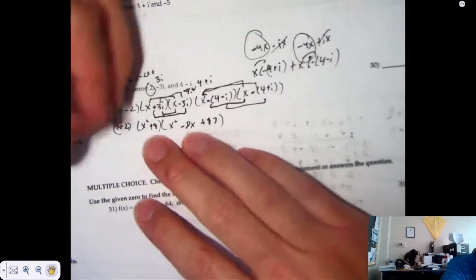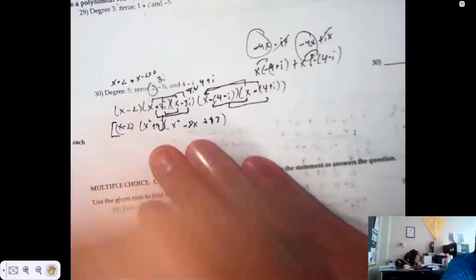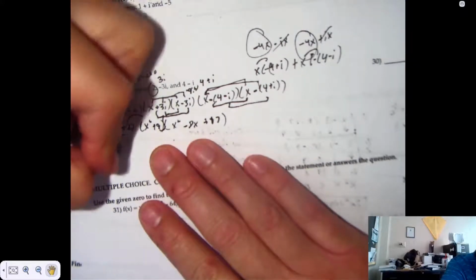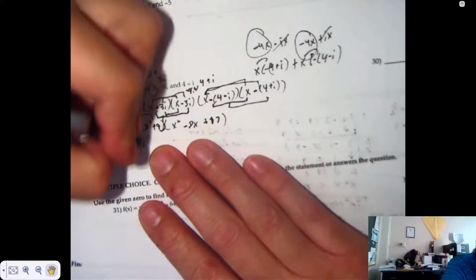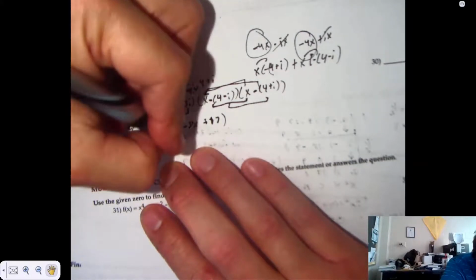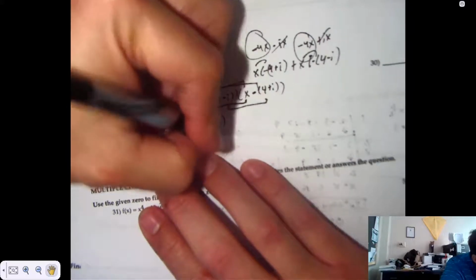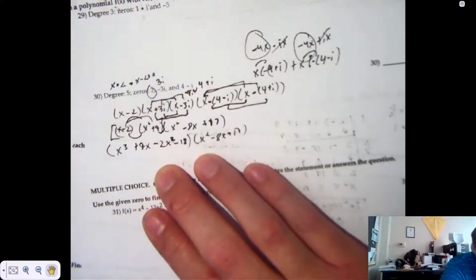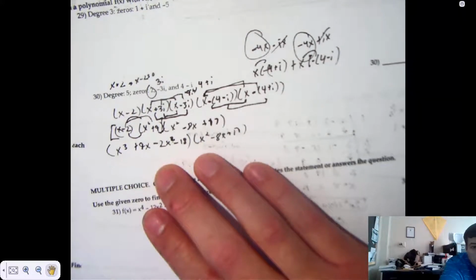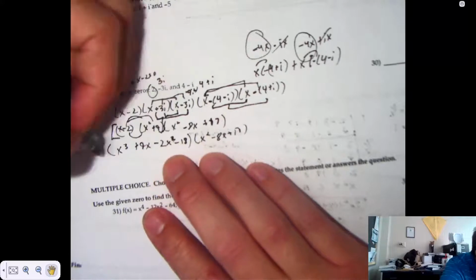All right, now how you proceed from here is up to you. Personally, I'm going to do these because I'd rather FOIL before I do something else. So that's an x cubed plus a 9x minus a 2x squared minus an 18. And then I have x squared minus 8x plus 17. I probably should have rearranged this, but whatever. There's no like terms.